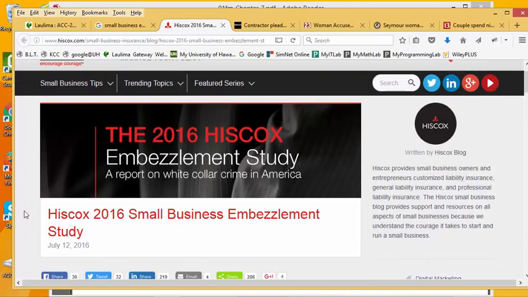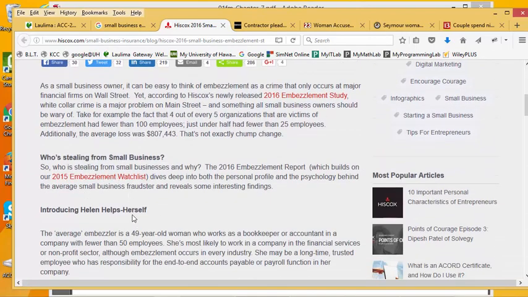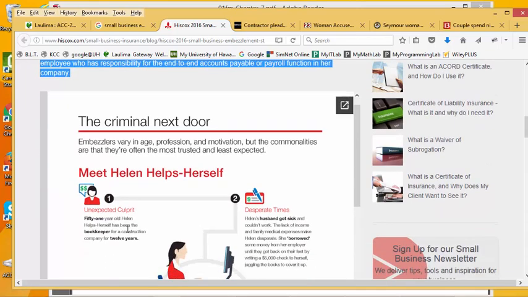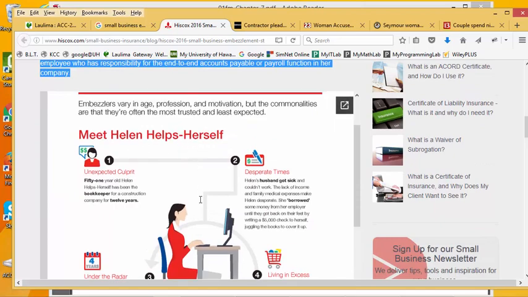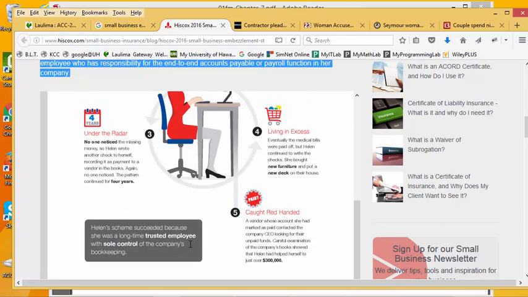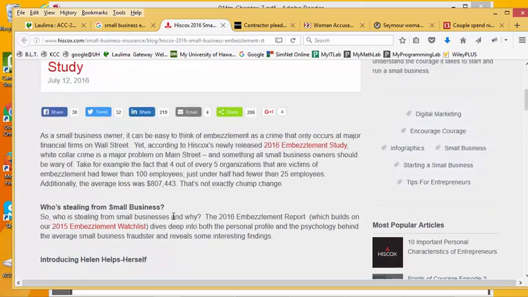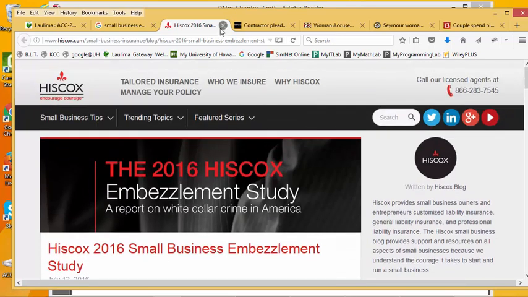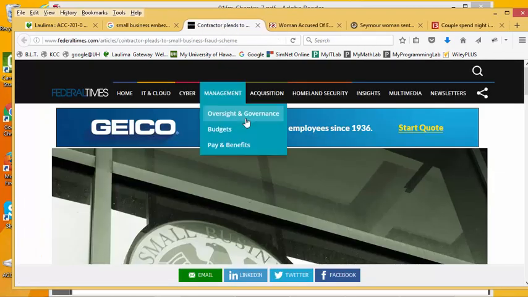How about this? Small business embezzlement study. Introducing her: she's an average embezzler. She works as a bookkeeper. Here's Helen helping herself, and so on. No good. This is not a real criminal case. It could be, but it's not. All they're doing is inventing a fictitious person who fits the profile of the kind of people who do this. No good. Also, no Reader's Digest kind where they have 4 or 5 different embezzlements all stuck together telling small business owners what to watch out for. No good.